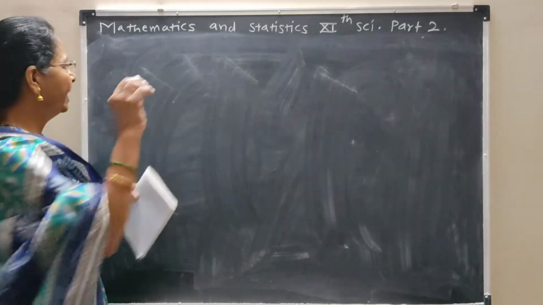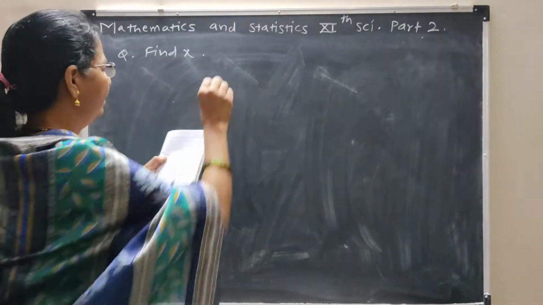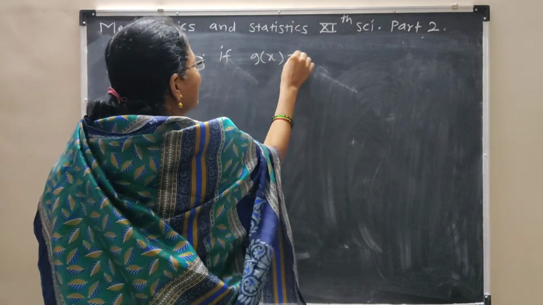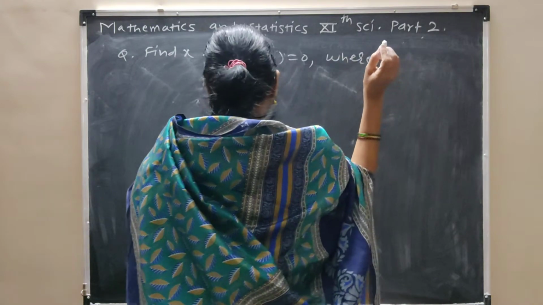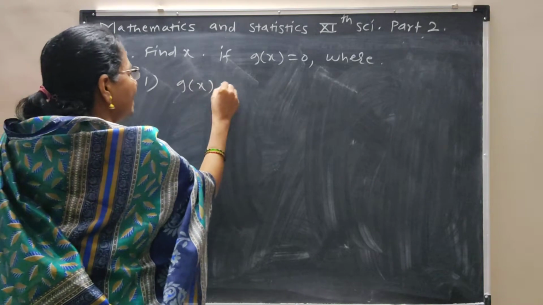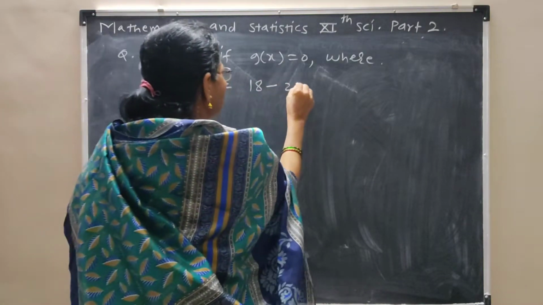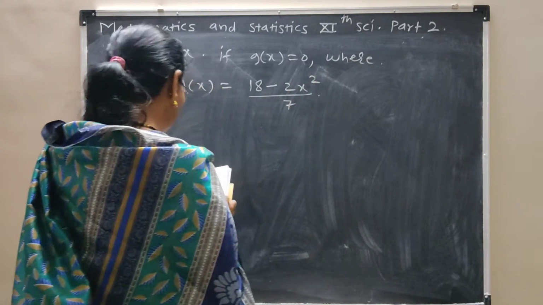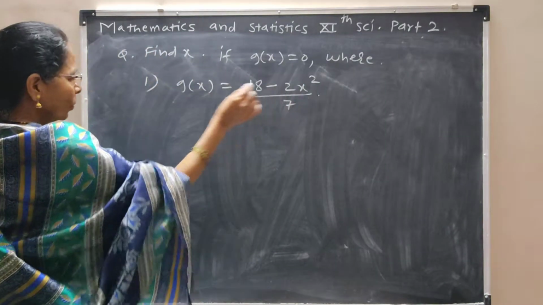Next question is find x, if g(x) is 0, where g(x) is equal to (18 minus 2x squared) upon 7. This is the question. We have to find x where g(x) is 0.